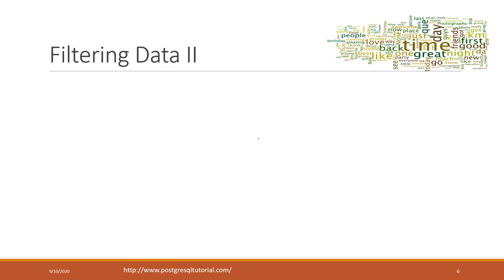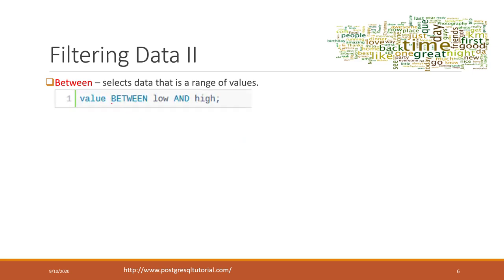Okay, so let's talk more about how we can filter data, more about the WHERE clause. In the WHERE clause, we can use the BETWEEN statement. That can select data in a range of values, between a low and a high value. The values within that range will be returned.